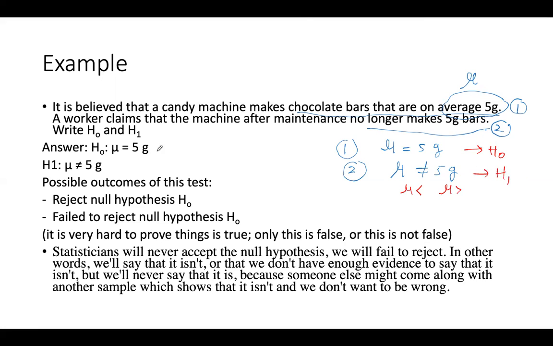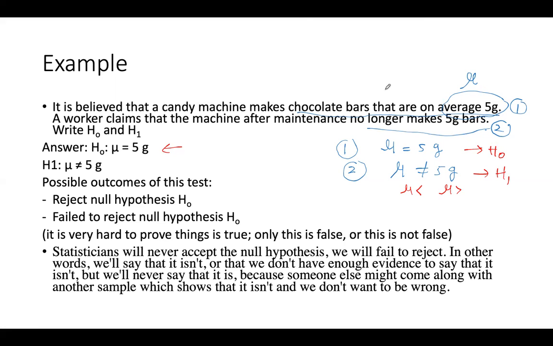Okay, so here you can see that the H null is mu equal to 5 grams. So you put it there. And then the alternative hypothesis is this one, the second statement. So both statements should come up from the problem.